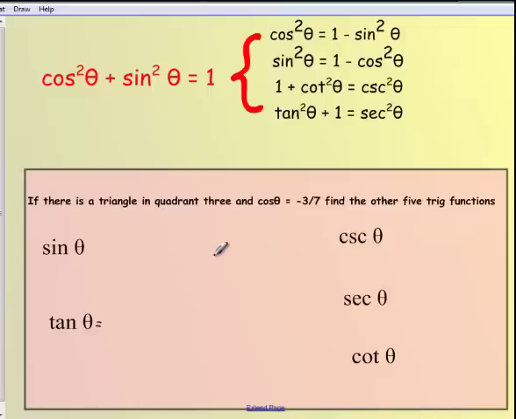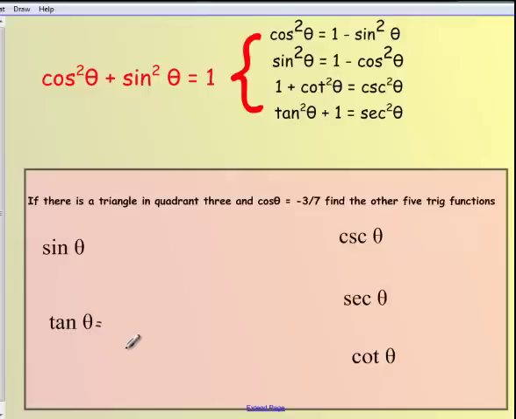If there's a triangle in quadrant 3 and the cosine is -3/7, find the other 5 trig functions. You may say to yourself, wait a second, I just took a test on this, and the vast majority of you did awesome on that test. Can I use the same thing I just did on the test? Absolutely. Or you could use your identities.